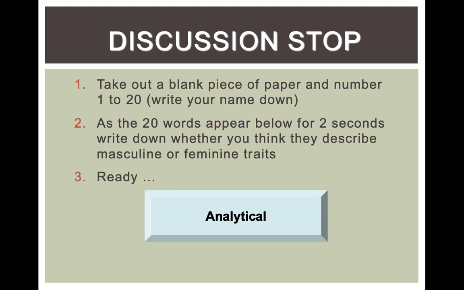Number 4, analytical. Number 5, dominant. Number 6, ambitious. Number 7, loyal. Number 8, understanding. Number 9, assertive. Number 10, cheerful. Number 11, affectionate. Number 12, independent. Number 13, aggressive. Number 14, sympathetic. Number 15, athletic. Number 16, childlike. Number 17, tender. Number 18, individualistic. Number 19, competitive. Number 20, gullible.